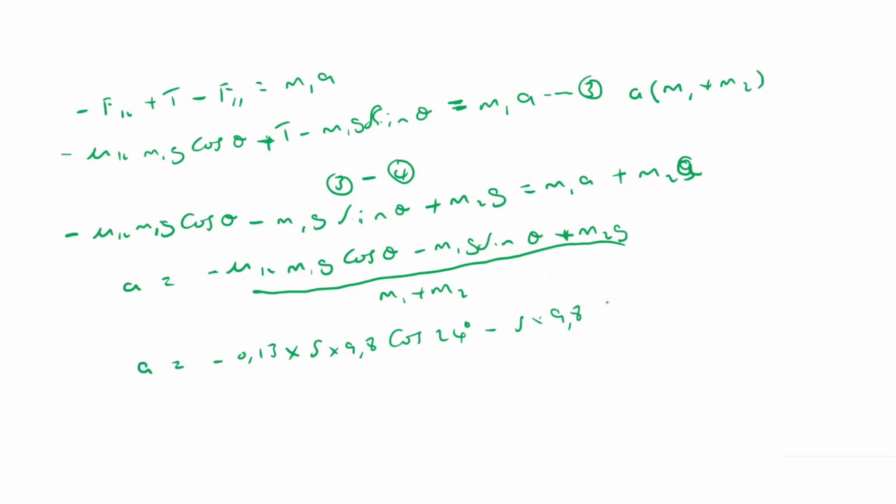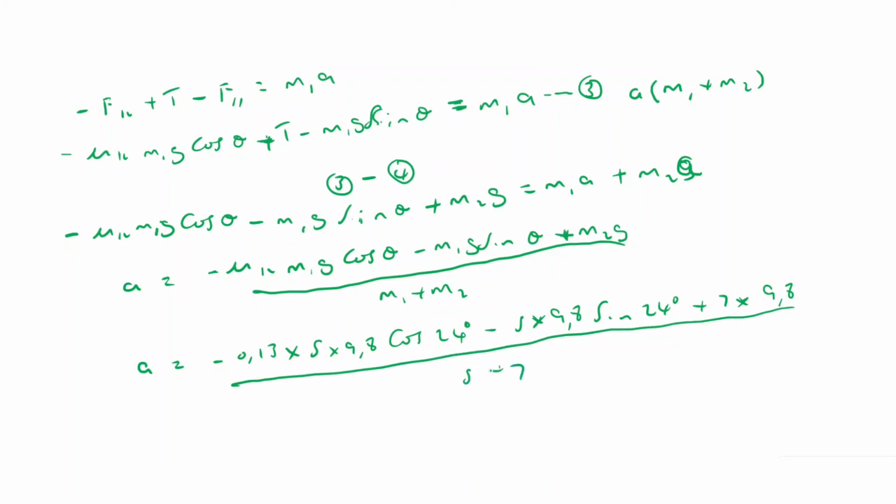9.8 sine of 24 degrees. This is multiplied by, and then here I have m2, which is 7 multiplied by 9.8. All right, so you expect these values to be smaller because cos and sine are going to reduce these values. So this 7 times 9.8 should actually leave these values a little bit larger, and then this is just divided by 5 plus 7. Right, and then you punch that on your calculator.